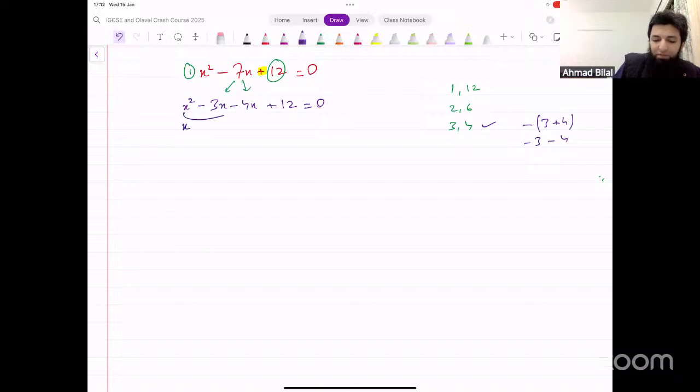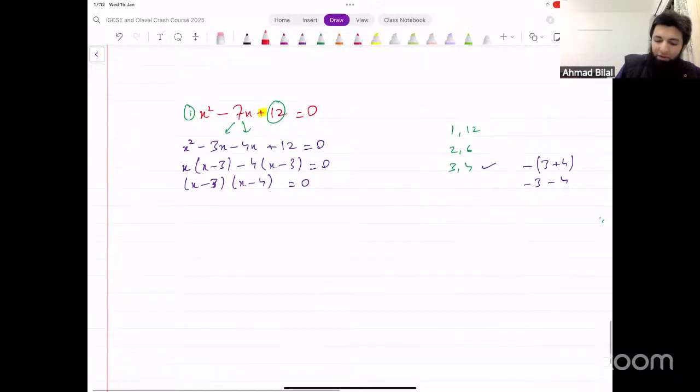From the first two terms, we can take x common. That leaves us with x minus 3 inside. From the third and fourth terms, we can take -4 common. That leaves us with x minus 3 inside as well. Take x minus 3 common from these two terms. What are we left with? x minus 4. This is your factorized form.